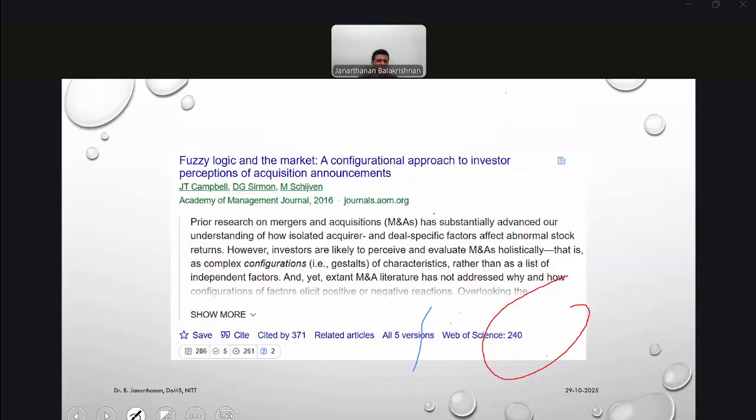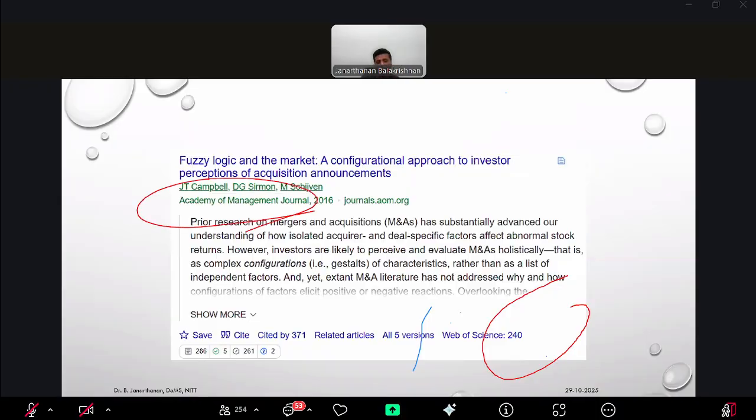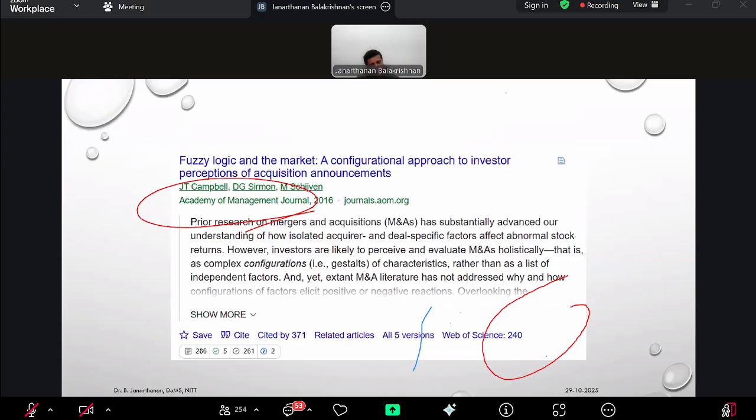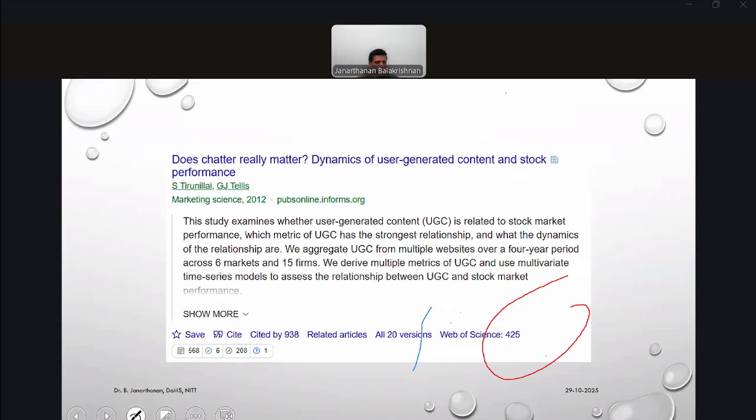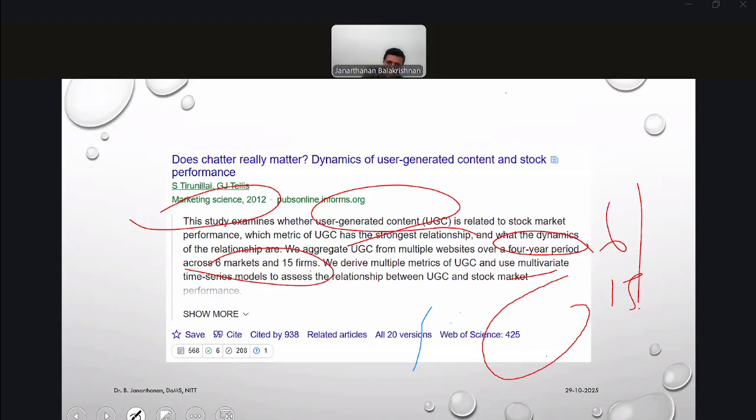This is again a 2016 paper which comes in AMJ, Academy of Management Journal, an FT50 journal. Everyone knows AMJ. This is also a very good paper, which they have done on mergers and acquisitions from a secondary data angle. Again, that is why I told you economics and finance is very good in terms of secondary data. This is Marketing Science. Again, see user-generated content: 6 markets and 15 people over a 4-year period. This is panel data. The moment they say 6 markets and 15 people for 4 years, this becomes panel data.